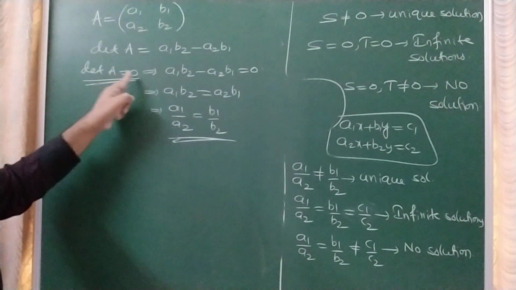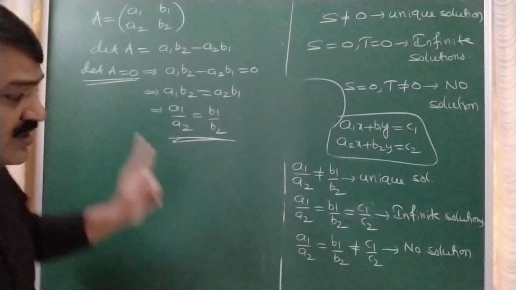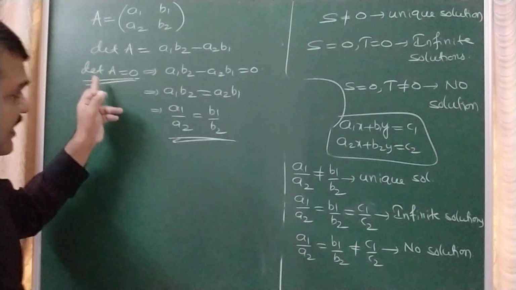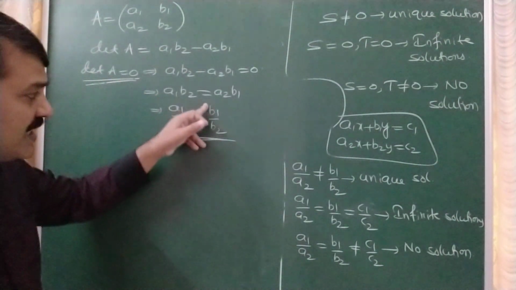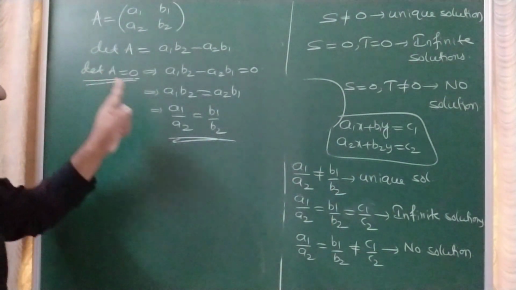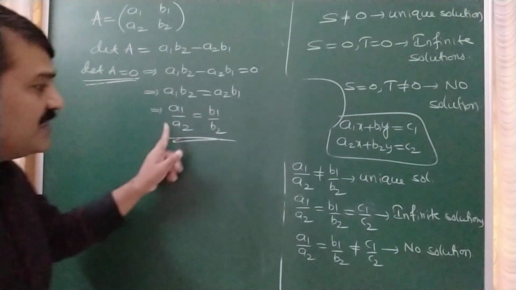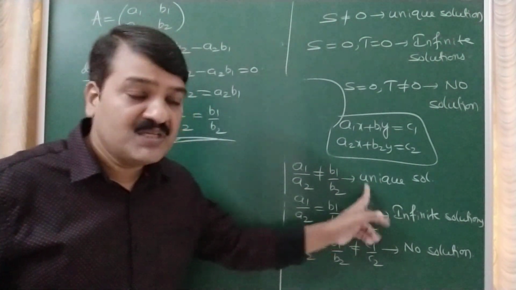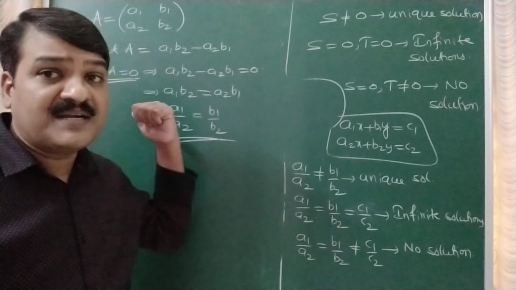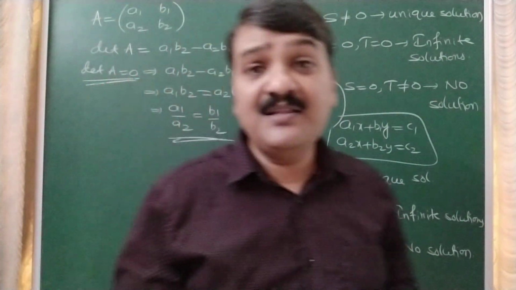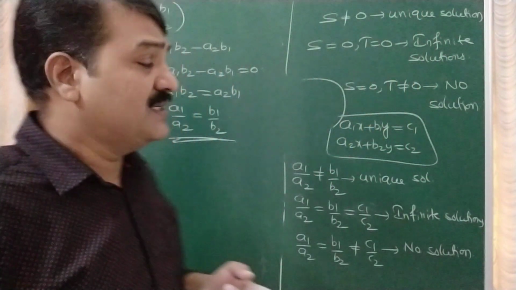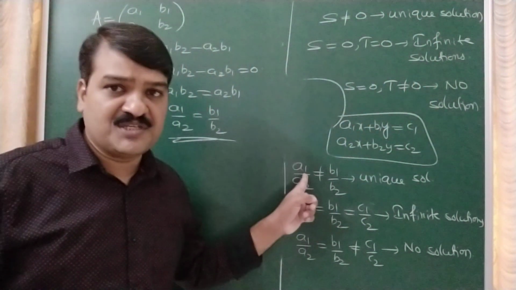So if the determinant of the coefficient matrix is 0, you will get infinite or no solution. If det A is not equal to 0, A1 by A2 is not equal to B1 by B2. So A1 by A2 not equal to B1 by B2 means det A not equal to 0. So det A not equal to 0 for unique solution. Det A 0 means you will not get a unique solution. What is A? A is the coefficient matrix. This applies for even 3 equations in 3 variables also. Remember that carefully. Det A not equal to 0, unique solution.